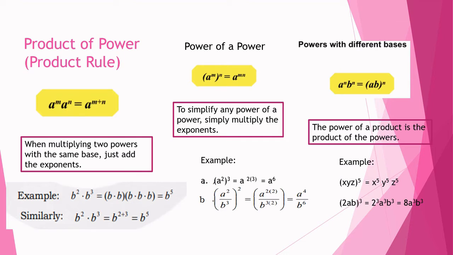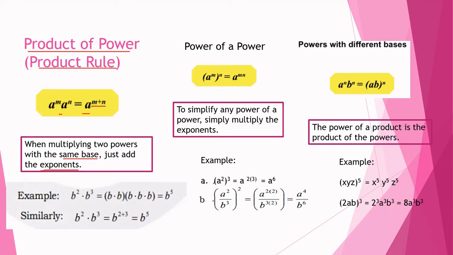Now, exponents have their own rules, especially in performing multiplication and division of polynomials. So, these are the laws of exponent. And what are the laws of exponent? Number 1, we have the product of powers or the product rule. For any number a and integers m and n, a raised to m times a raised to n is equal to a raised to m plus n. So, meaning, when multiplying two powers with the same base, just add the exponents.